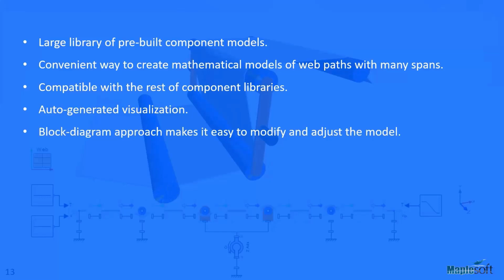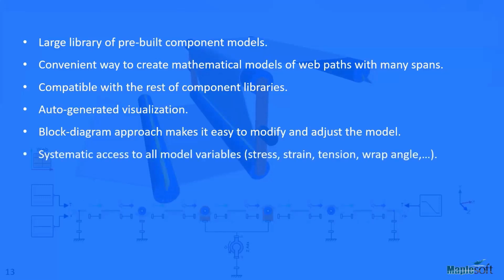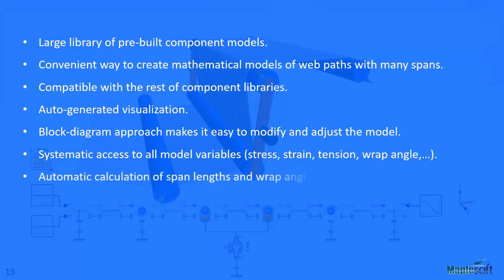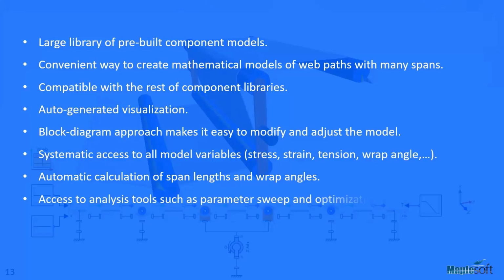The block diagram also makes your model readable and easily modifiable. Since at the heart of it it's still the same equations, we get access to everything that is used to define those component models: stress, strain, tension, width variations, and so on. Some benefits are that this approach calculates the length and the wrap angles automatically, so we don't have to go there and have the software do it for us.